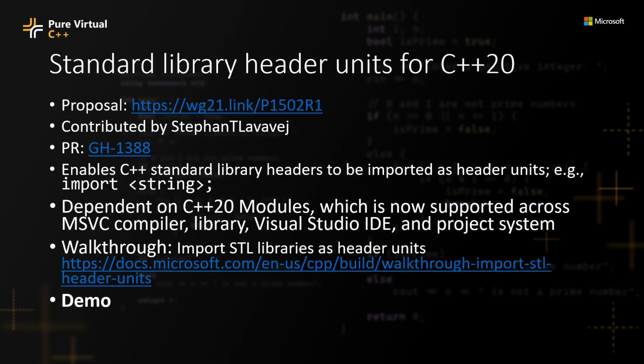The next demo I would like to show is about standard library header unit support in C++20. Standard library header units enable the modular use of the C++ standard library via header units. It guarantees that standard library headers such as vector, string, or algorithm can be imported as header units in your project. This is largely a compiler feature based on C++20 modules.